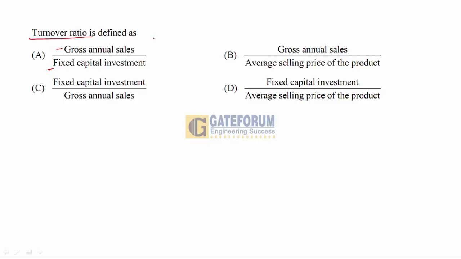Actually, when the question is easy, students directly, just like anything, guess the option and they tend to make mistakes. But please be careful when the question is easy. So the correct option for this question is this one. Turnover ratio is gross annual sales upon fixed capital investment. Thank you.